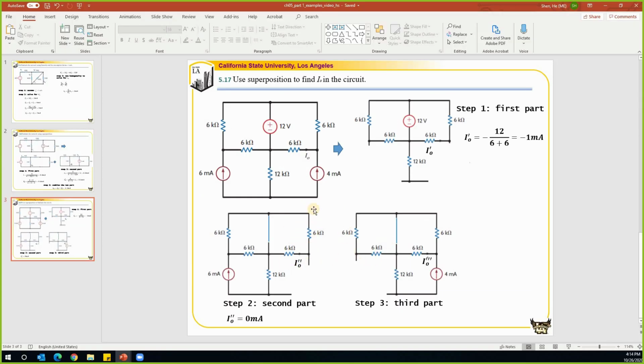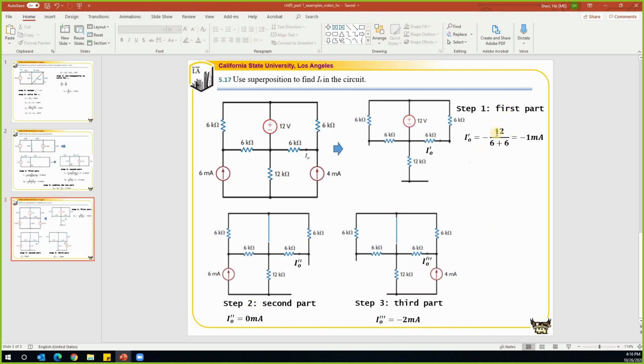It's the same rationale compared to what we have here. But pay attention, this IO triple prime means the current over here, and it goes from the left to the right. We know that these two branches are in parallel, and at the same time they are of the same value. We know the current IO triple prime is half of the overall current. So IO triple prime is equal to negative 2 milliamp. It's half of that, but in the reverse direction. So we get negative 2 milliamp.